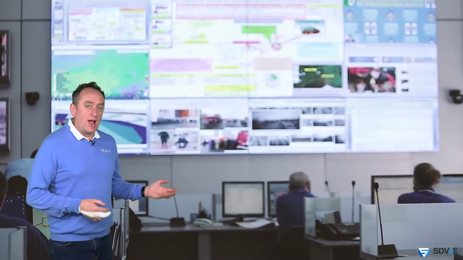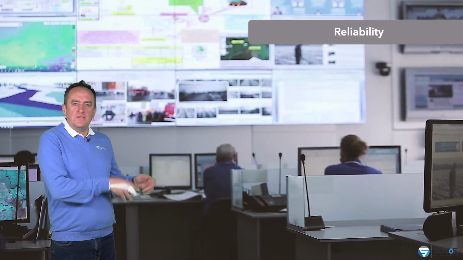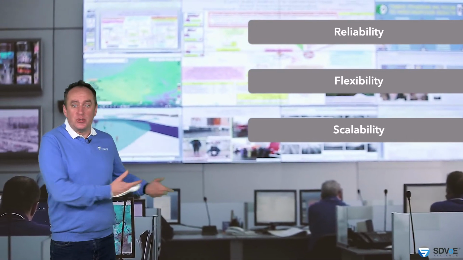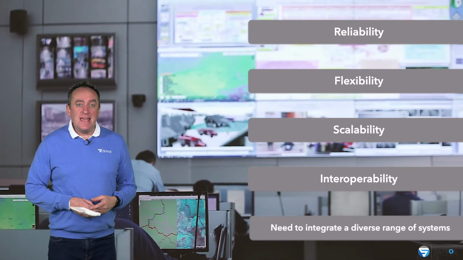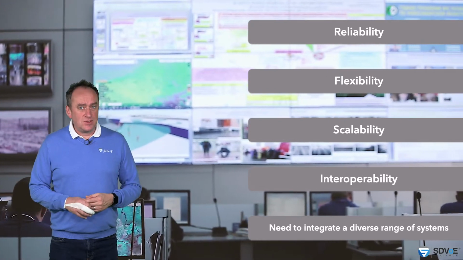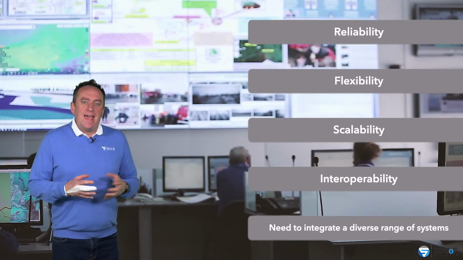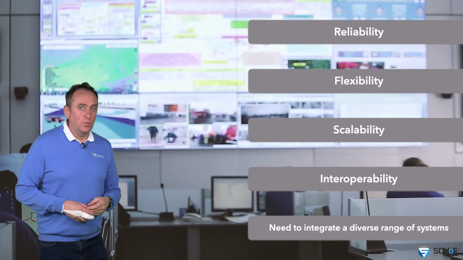Command and control centres range in size and scope across many vertical markets. However, they all share common ground in their need for complete reliability. And as we see more shift towards IP-based distribution, flexibility, scalability and interoperability, these environments are managing and distributing more information than ever before, with a need to seamlessly integrate a diverse range of systems. So, with interoperability being a key part of its success, SDVoE technology is really well placed to support command and control.